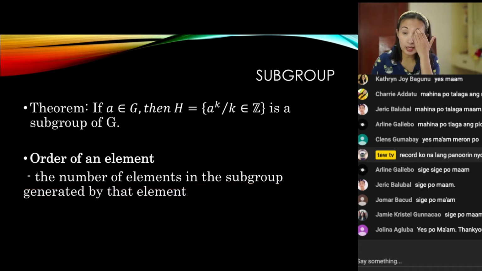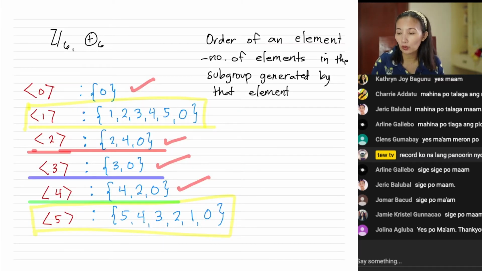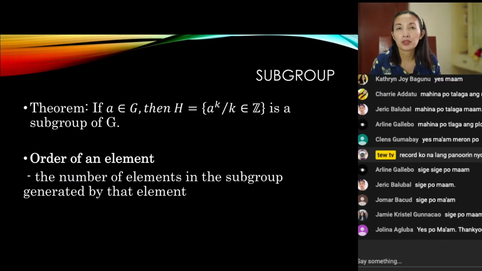So looking at Z sub 6, the order of the elements are as follows. Order of 0 is 1. Order of 1 is 6. Order of 2 is 3. Order of 3 is 2. Order of 4 is 3. Next theorem. If A is an element of G, then H is equal to A raised to K, where K is an element of the set of integers, is a subgroup of G. Okay, remember that's how we generated the subgroups of Z sub 6.